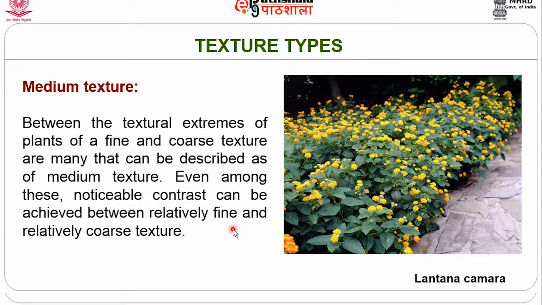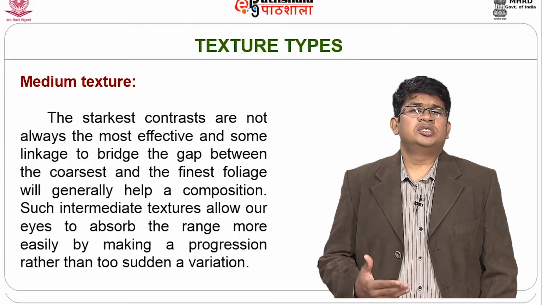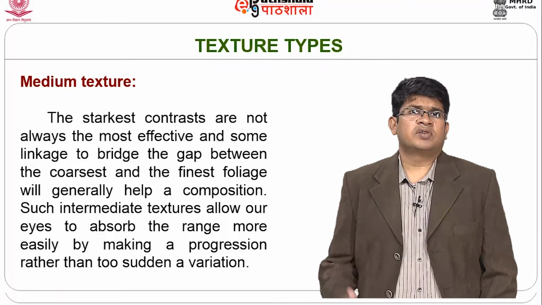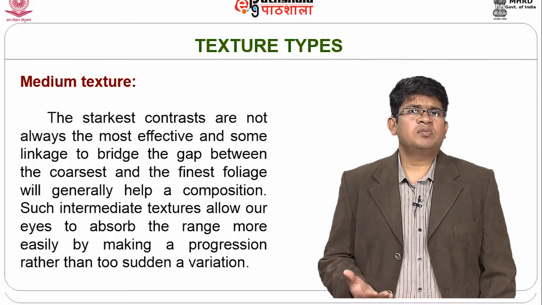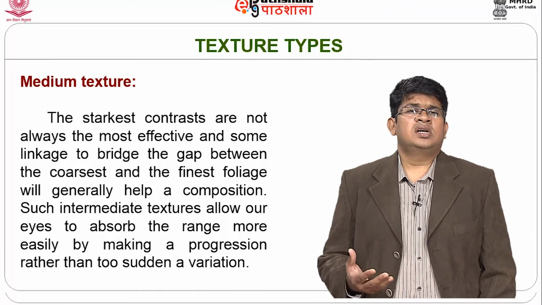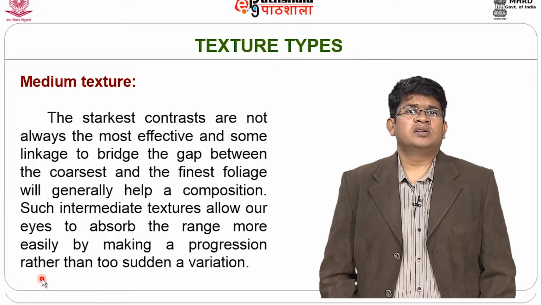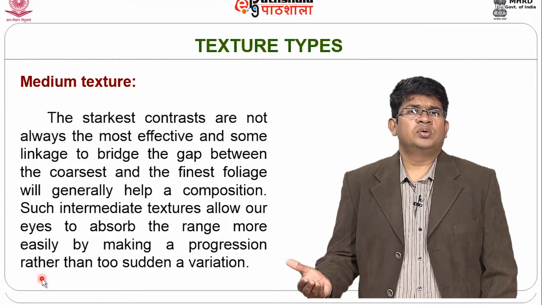And in between these fine and coarse textures are the medium textured plants, where you can see a noticeable contrast. So, what do these medium texture plants do? They tend to bridge the gap between the fine and the coarse texture. So, they are more gap fillers, and it brings about a kind of sequence in the composition, and it also allows the eye to absorb the range more easily by making a smooth progression rather than a sudden variation from a fine to a coarse texture.